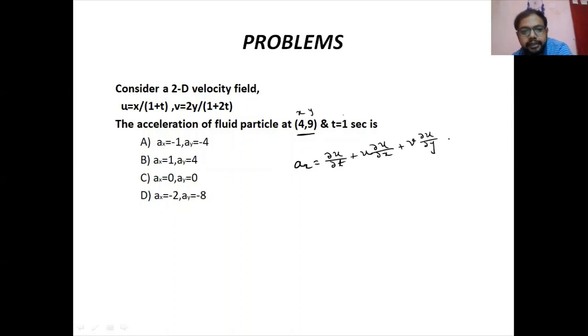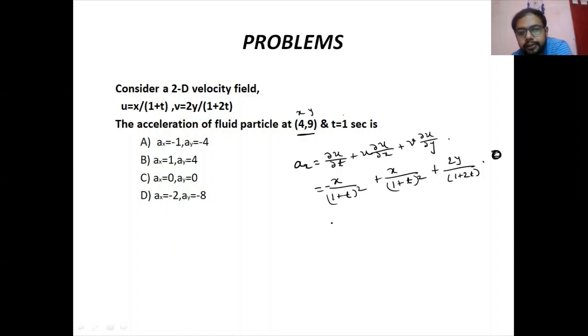So du dt, if you do the operation, is minus x by 1 plus t, whole square. Du dx is 1 by 1 plus t, so it becomes squared. V is equal to 1 plus 2t, into du dy, which is 0.